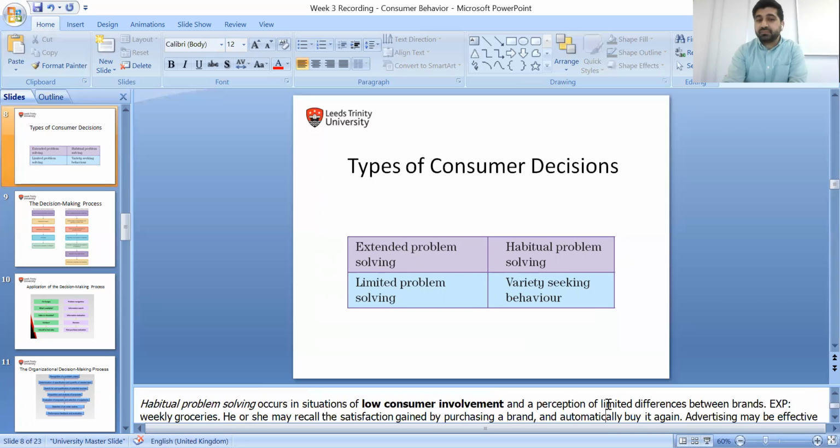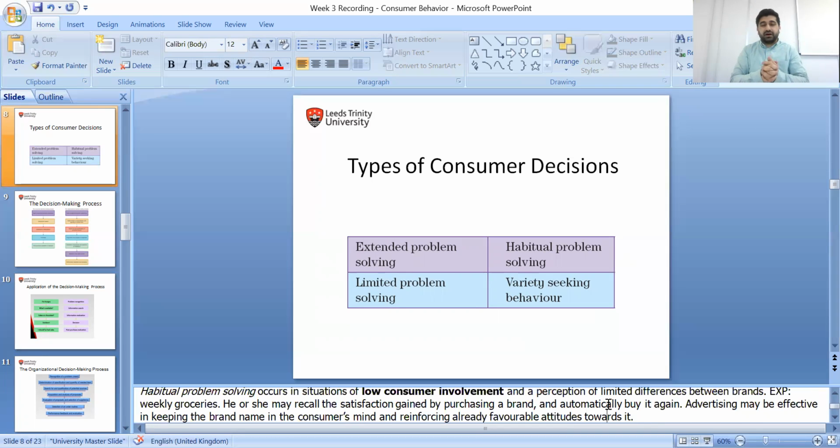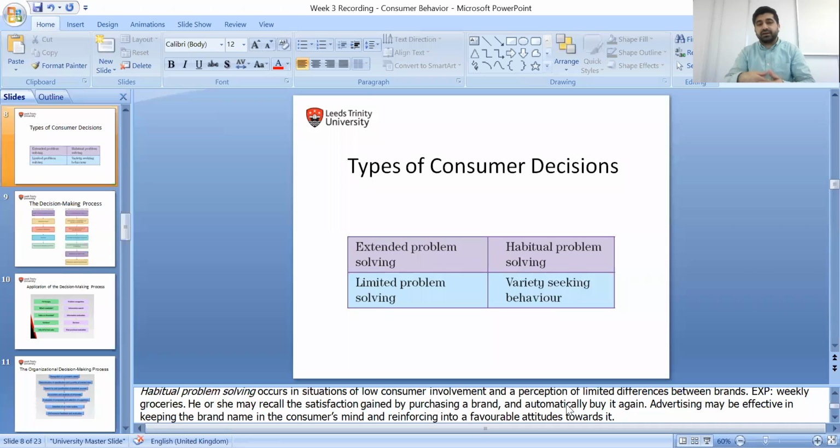Number three is habitual problem solving. This occurs in a specific situation where customers have very low involvement and a perception of limited differences between the brands. For example, weekly or monthly we go for groceries. Any brand we buy, we buy usually on a regular basis. If the customer is satisfied with the purchase of a product, he will buy that product again. In this situation, advertising may be effective, keeping the brand name in the customer's mind and reinforcing a favorable attitude.